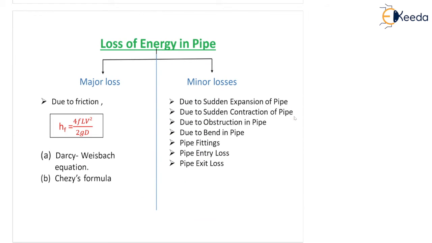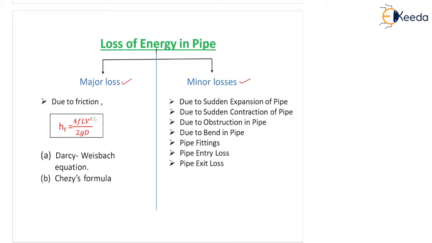Loss of energy in pipe. As I told you, the total loss of energy in pipe can be divided into two categories: one is your major loss and the other is minor loss. Major loss is due to friction, that we have already seen in the last chapter, that is your turbulent flow.